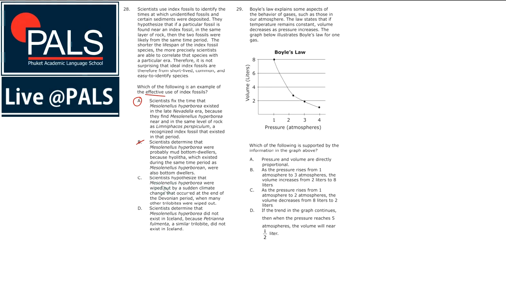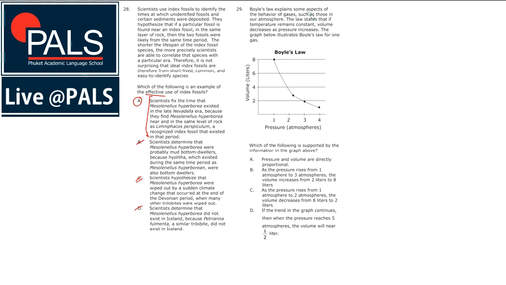Scientists hypothesized that Mesolenellus hyperborea were wiped out by a sudden climate change that occurred at the end of the Devonian period, when many trilobites were wiped out. Again, this is not making use of what's stated on top here. So yeah, A makes the most sense. A basically repeats what is described up here. They're making use of one fossil that is very common, an index fossil, to date another fossil which we don't know much about because it was found in the same rock layer.